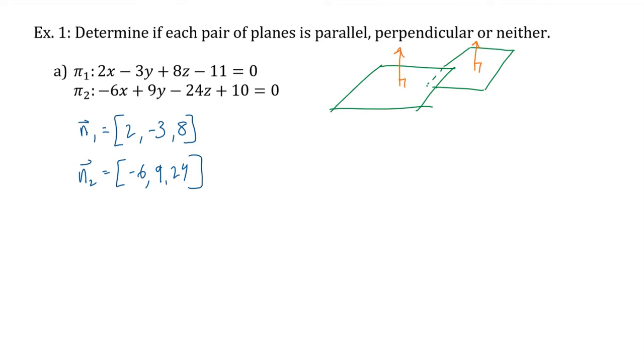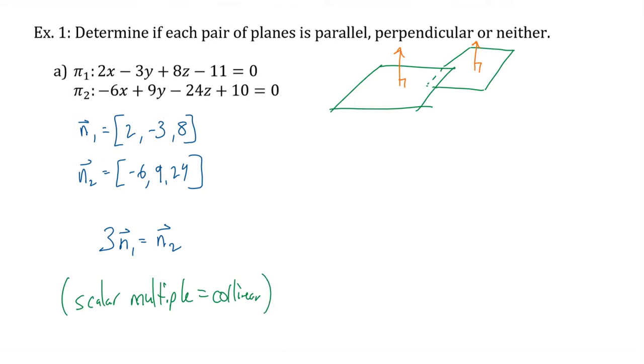So I can say 3 times n1 is equal to n2. So when I multiply the first normal by 3, scalar multiplication, I get the second normal, right? And when one is a scalar multiple, that means they're collinear or parallel. All different ways of saying the same thing.